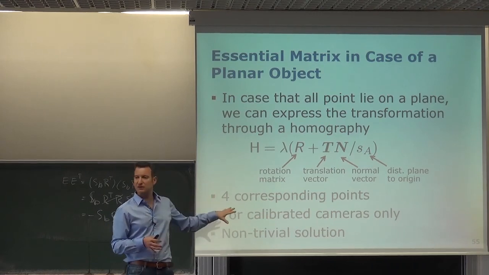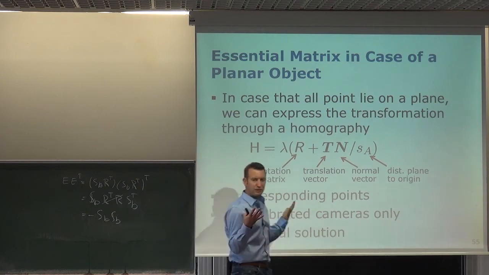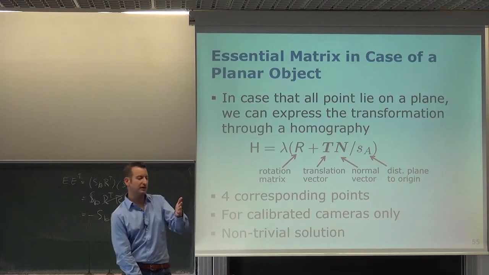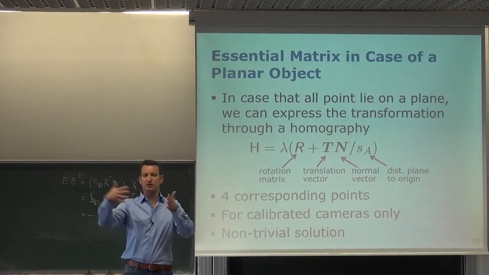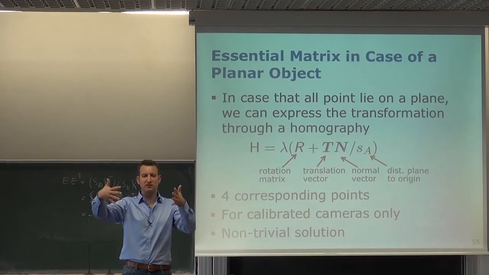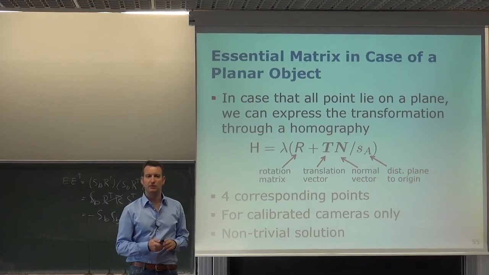I don't want to dive into the details of how this works. The important thing to note is if you have points on a plane, there's a trick to do that by computing the homography between those 2 planes, how they are seen in the first image and the second image. And from the knowledge that this is a plane, you can extract your camera parameters backwards.